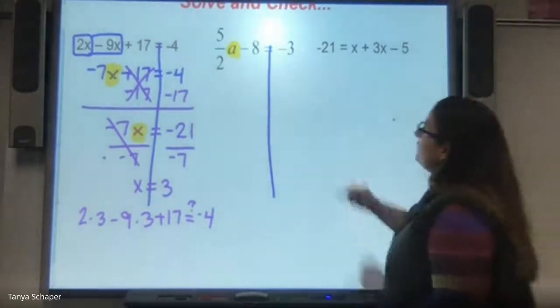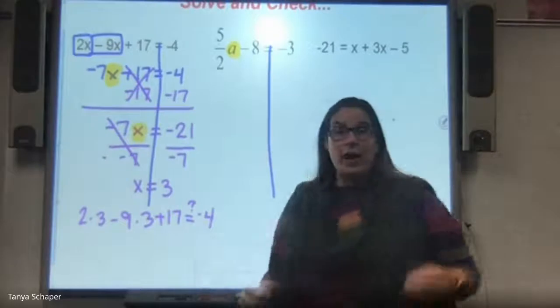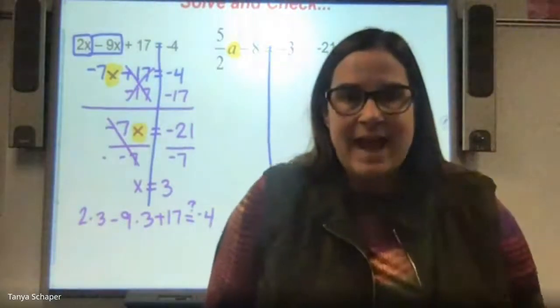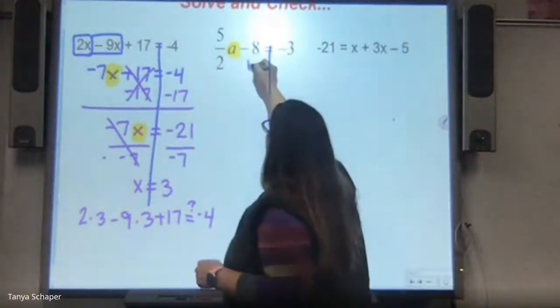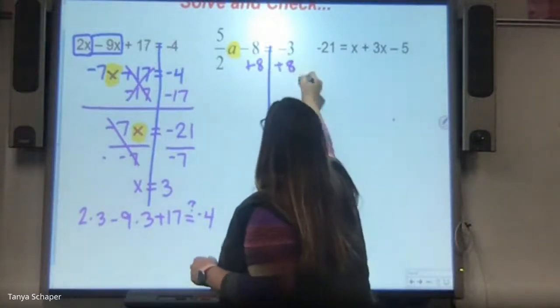Okay. So I'm going to get rid of this 8 first. And how I undo minus 8 is adding 8. So I'm going to add 8 to both sides.